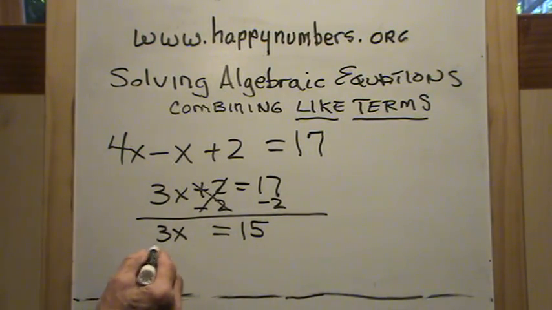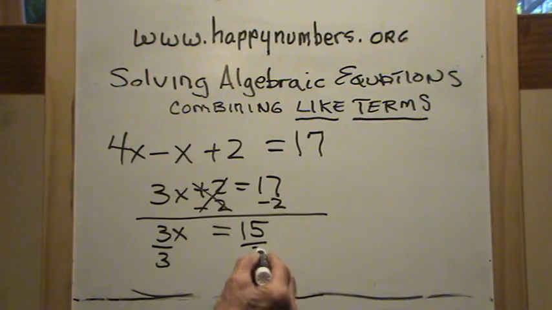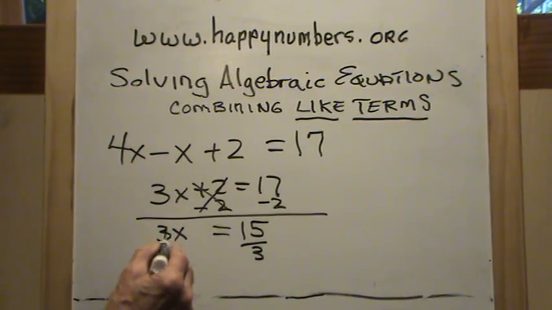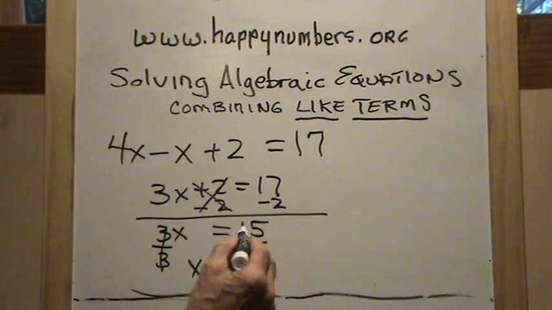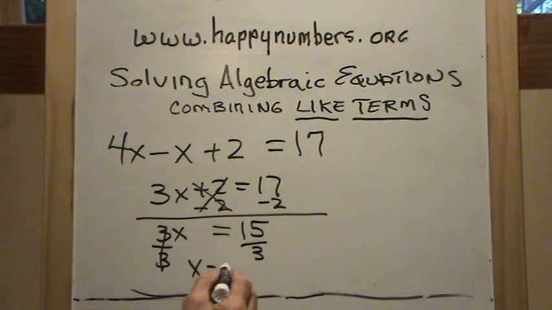Now I want to get rid of my 3, and I know that this relationship is multiplication. So if I divide by 3, and then of course I have to divide that side by 3, it goes away and I get x equals 15 divided by 3, which would be 5. X equals 5 is our answer.